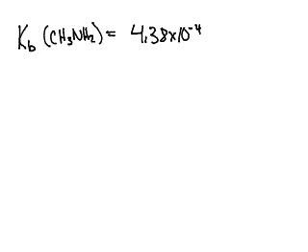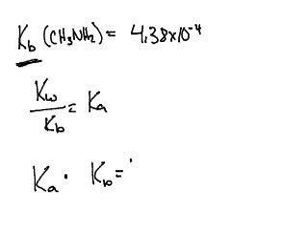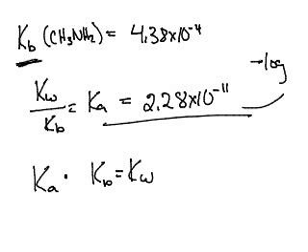Now, in the Henderson-Hasselbalch equation, it says pH equals pKa. This is a Kb. So I need to find the Ka. And remember, Kw divided by Kb equals Ka, or that comes from the equation Ka times Kb equals Kw. So when you get the Ka, you get 2.28 times 10 to the negative 11. And of course, we're going to find the pKa. So if you take the negative log of this value, you'll get the pKa, and that'll be 10 and some change.